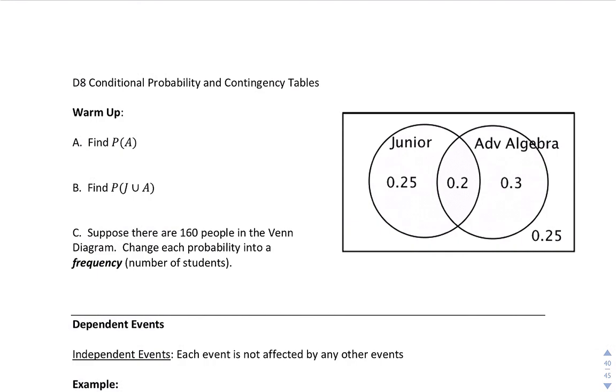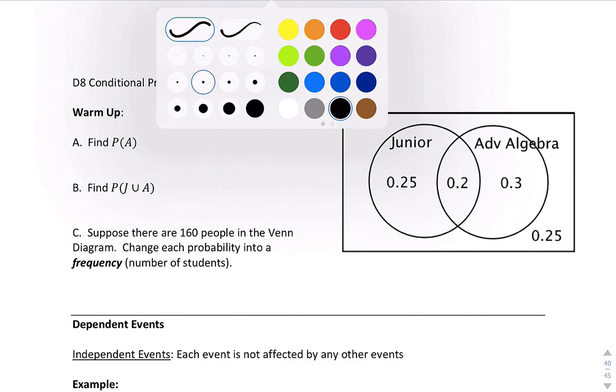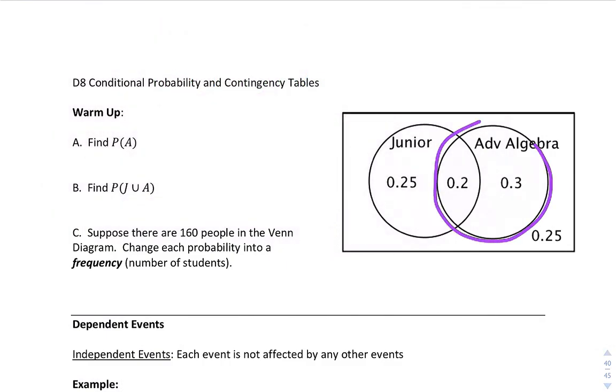If you take a look at the Venn diagram, you'll see that the information is already in decimals, which means percentages. So probability of A would be everything in the advanced algebra circle right here. And if we add those together, 0.2 plus 0.3 would be 0.5, or a 50% chance, or 50% of the students, I should say, are in advanced algebra.